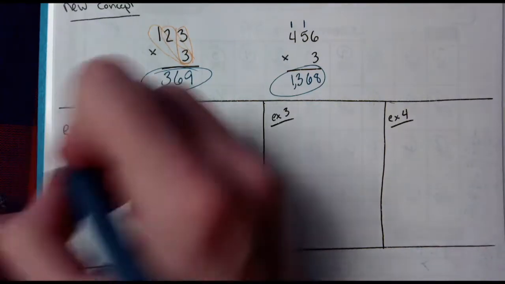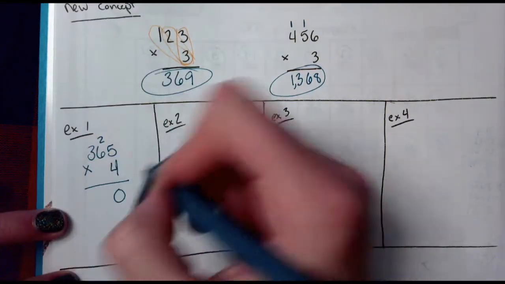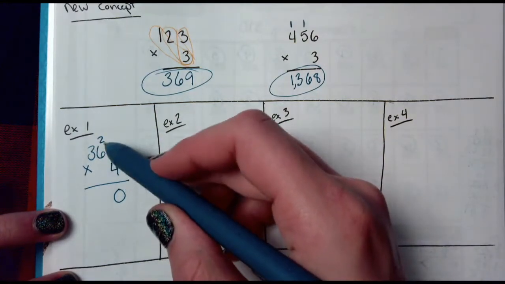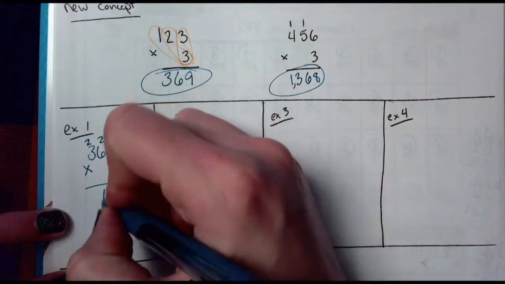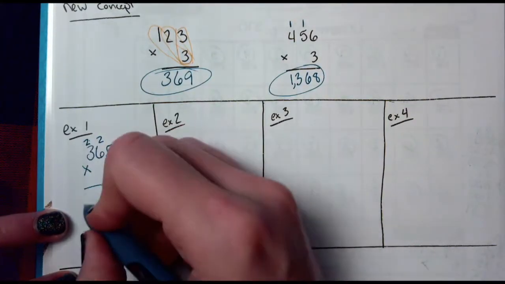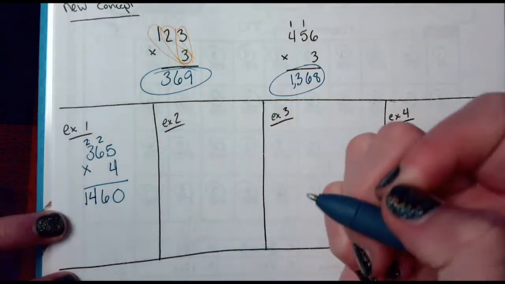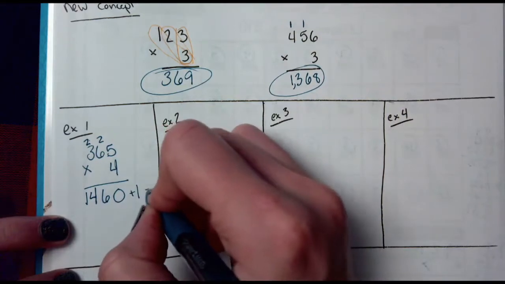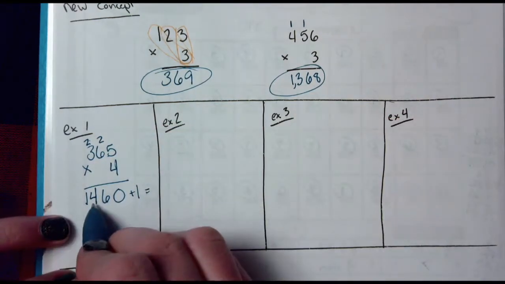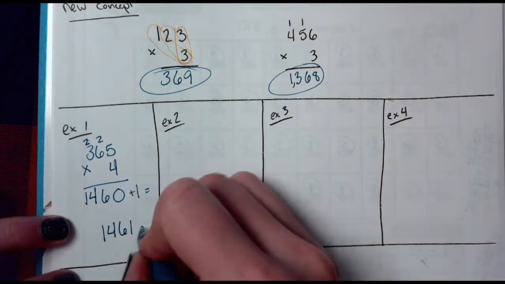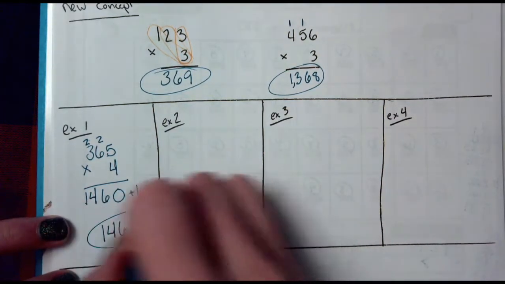4 times 5 is 20. 2 goes up, 0 goes down. Multiply, then add. 6 times 4 is 24, plus 2 is 26. Multiply, then add. 4 times 3 is 12, plus 2 is 14. So we get 1,460. Now, don't forget to add just that 1 more on. 1,460 plus 1 is 1,461 days.